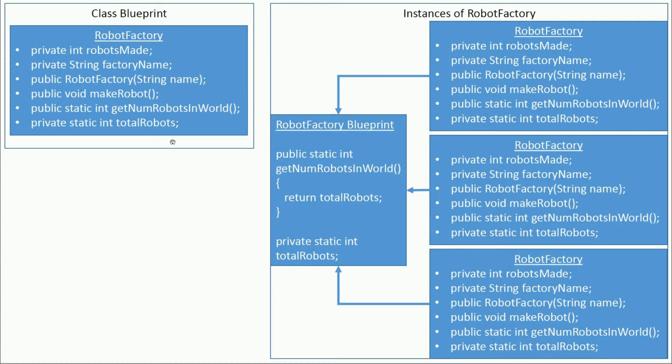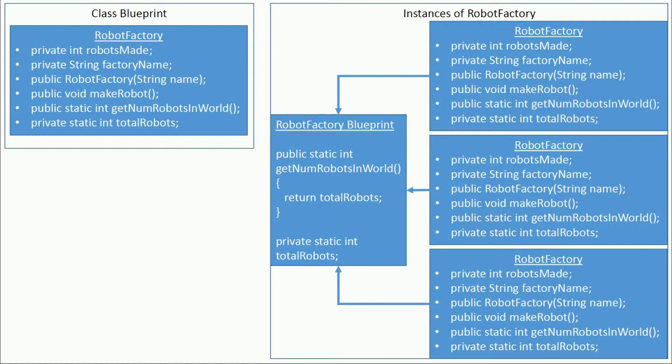On the left-hand side we can see the declaration for the class, or the blueprint. It's got 6 members: 3 member variables and 3 member methods. The 3 variables are a private integer called robotsMade, and this will store the number of robots made by this specific instance of the class. The next variable is a private string, factoryName, and this string will contain this specific instance's factory name.